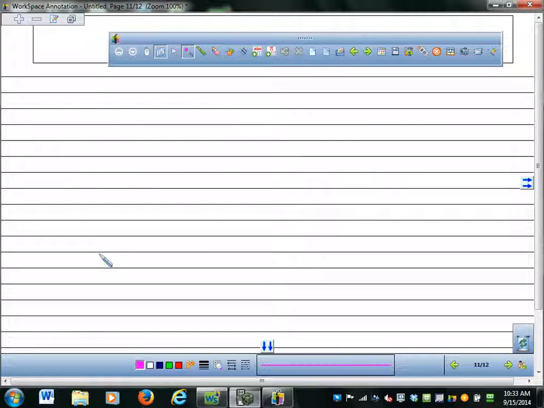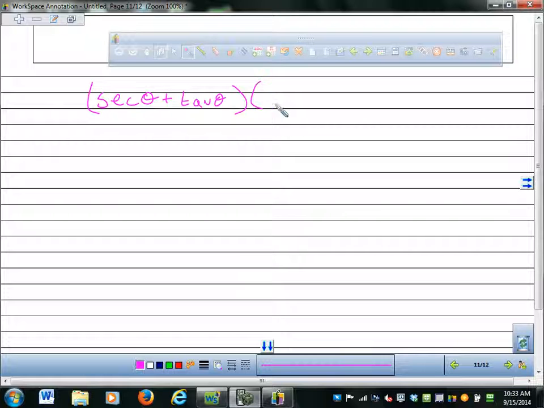Okay? So say I had secant theta plus tangent theta times secant theta minus tangent theta is equal to 1. They want you to show that this is true. So what do you think I do with the problem that looks like this? FOIL, right? So it's just like terms, and you're gonna FOIL it. It's just like you would if these were two binomials.